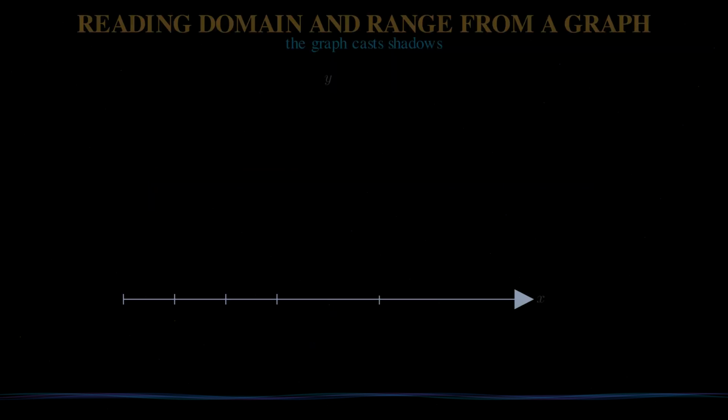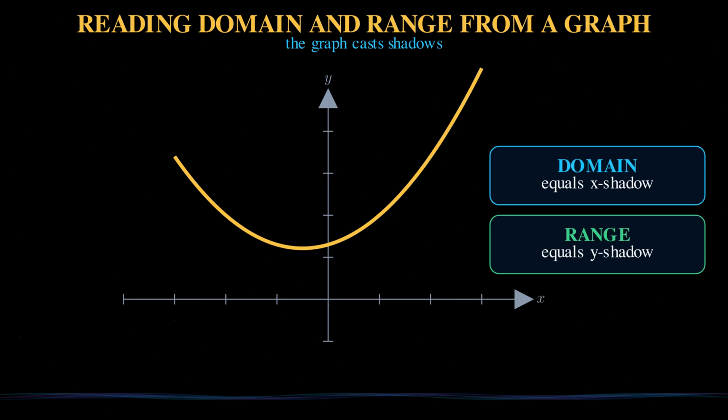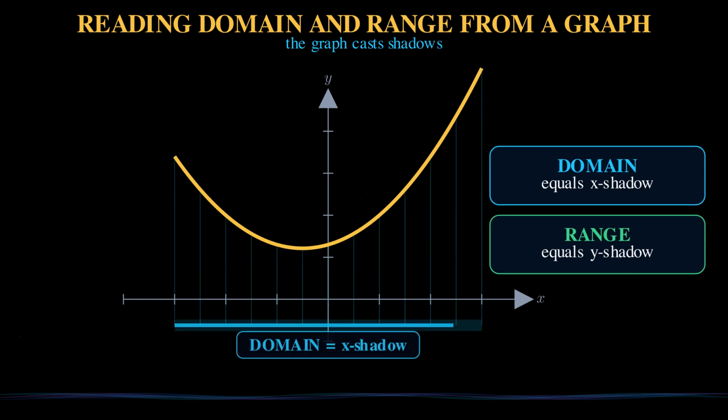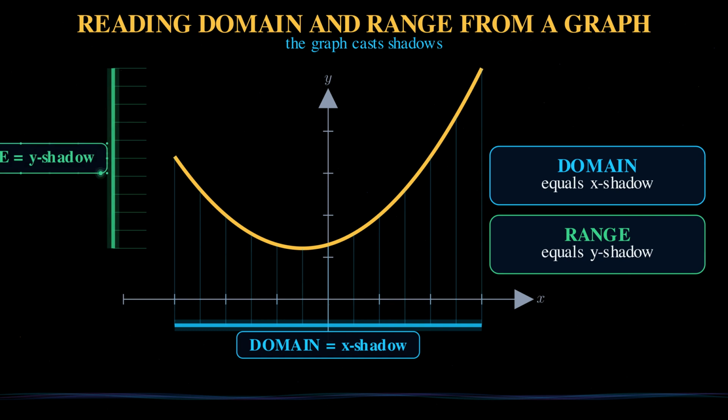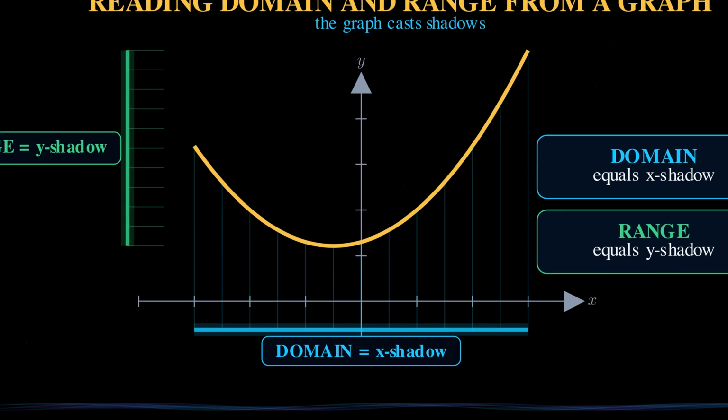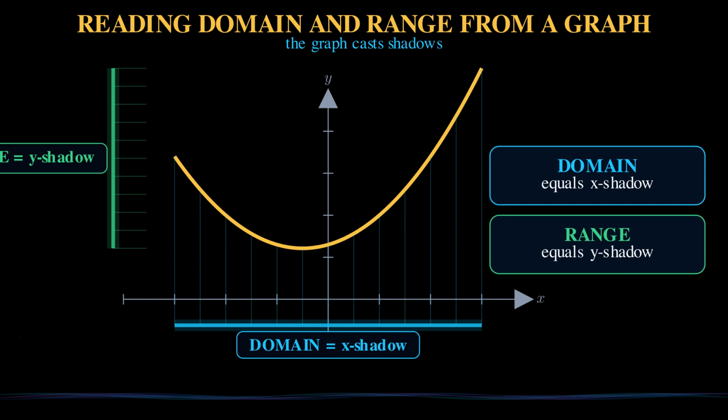A graph makes domain and range visible. To see the domain, look at the graph from left to right. Imagine the graph casting a shadow down onto the x-axis. That horizontal shadow is the domain. To see the range, look at the graph from bottom to top. Imagine the graph casting a shadow sideways onto the y-axis. That vertical shadow is the range. This is one of the most useful ways to read a function graph.